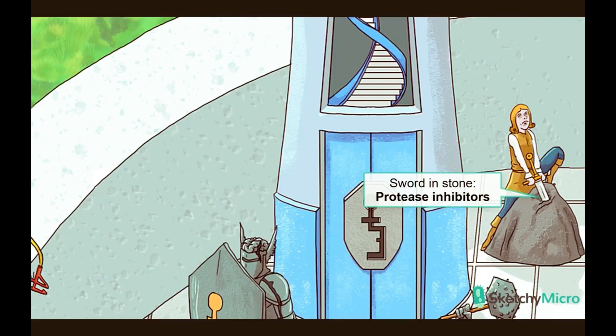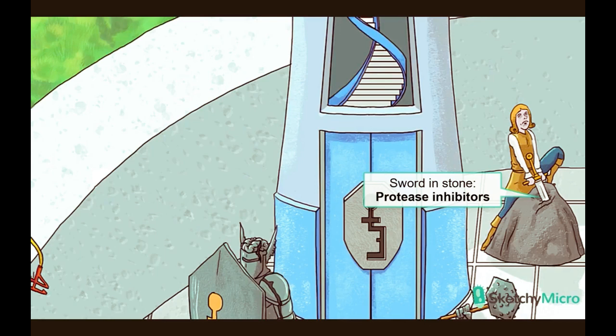You see, protease inhibitors kinda act like this stone, blocking final maturation of HIV virions by halting polyprotein processing. This renders these immature virions non-functional and unable to infect new host cells. Watch our protease inhibitors video to learn more about this class of drugs and find out if our friend ever gets that sword out of the stone.